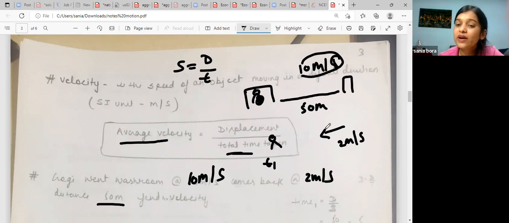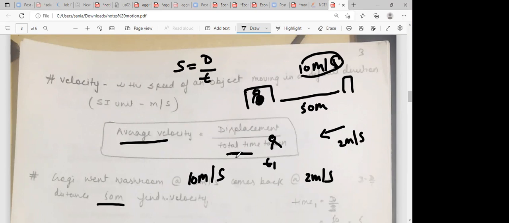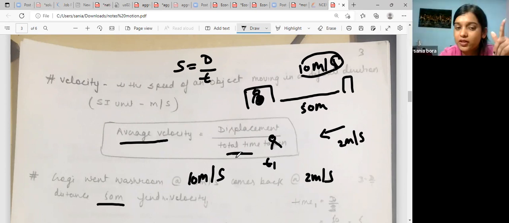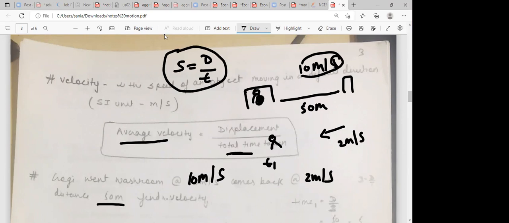Then you will find T2. Distance will remain the same 50 meter but your speed will change. So you find T1 and T2, put the values with the displacement, and you will get average velocity. Now it's clear? Same like the second one which we did in average speed. There also time was not given to you, you have to find it with this one. Quickly do it and let me know the answer.